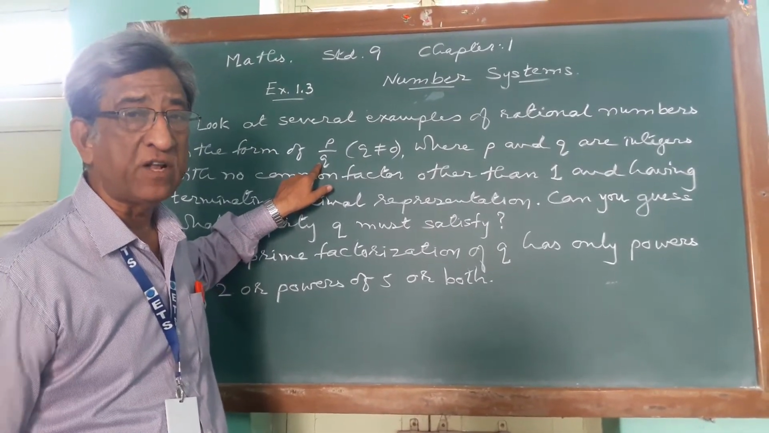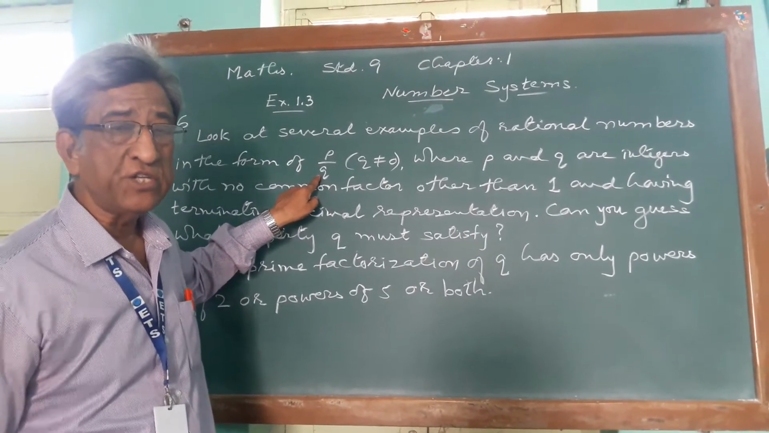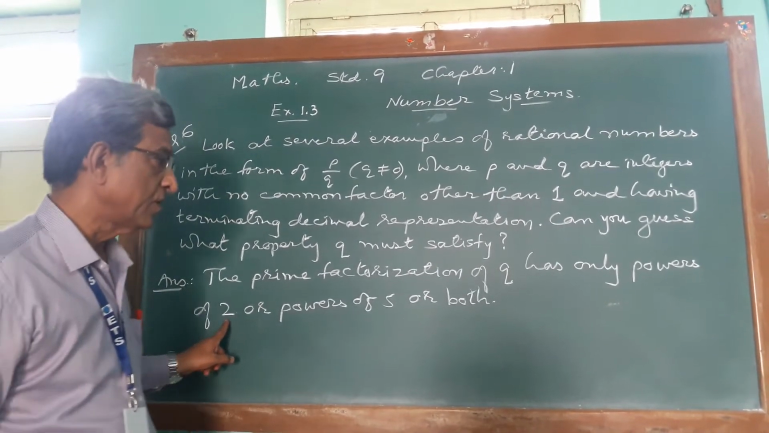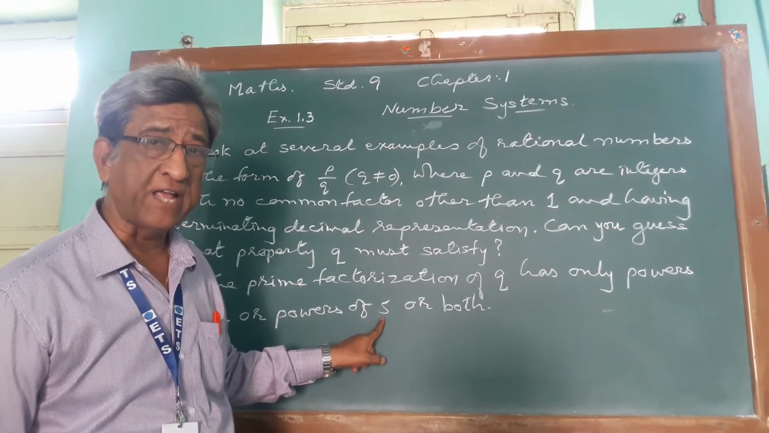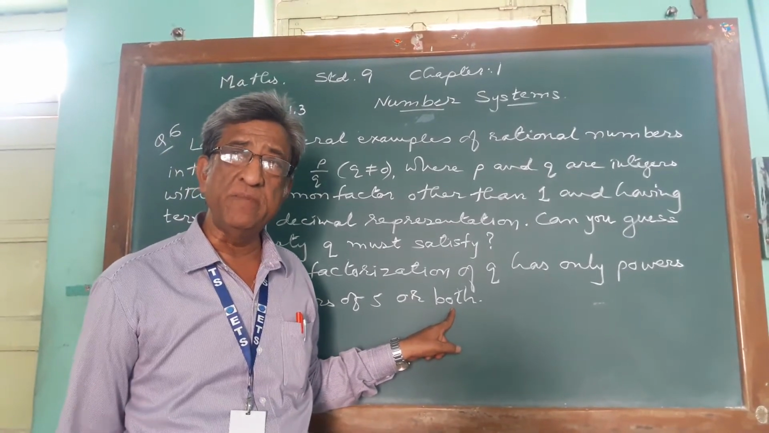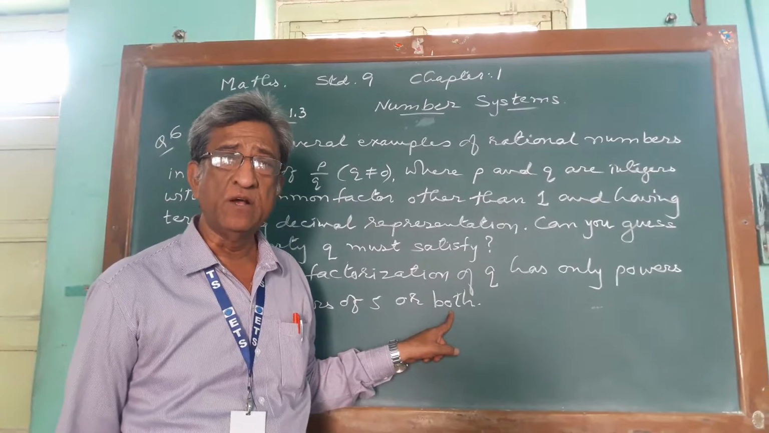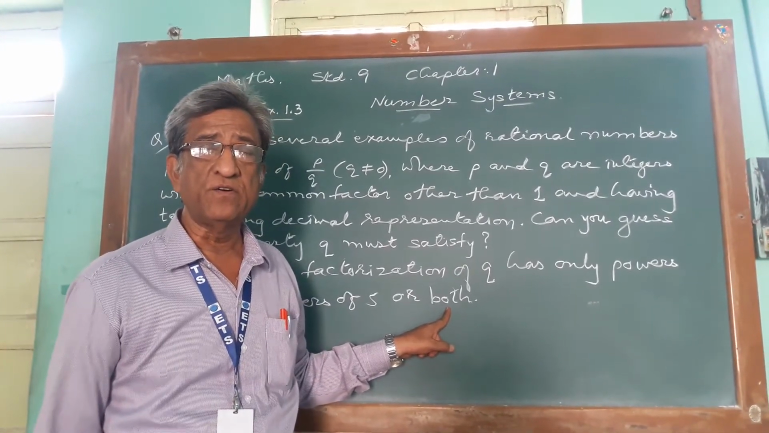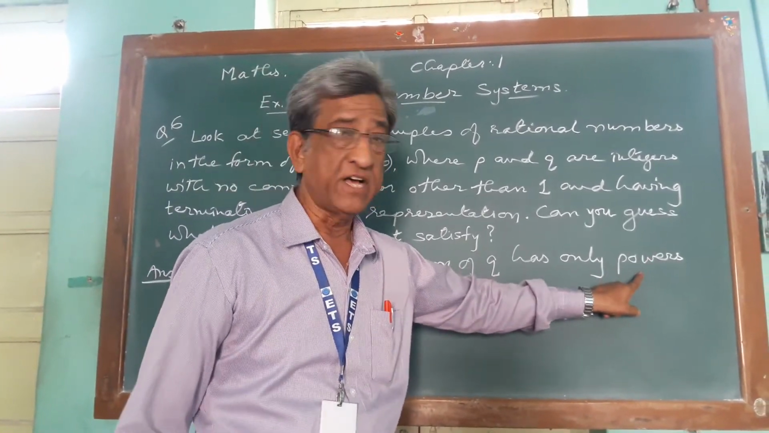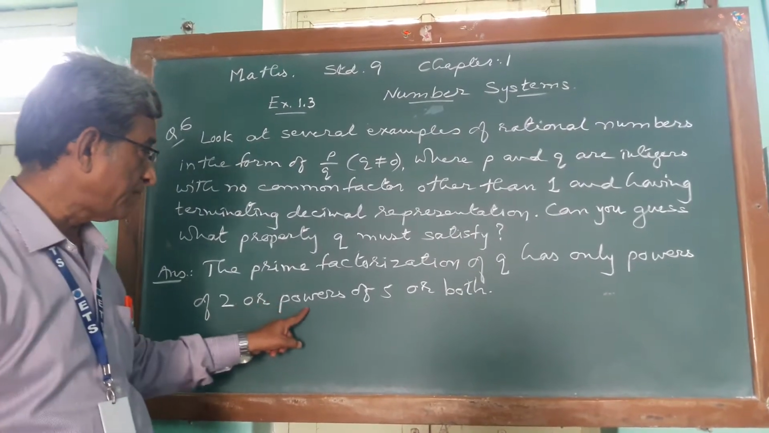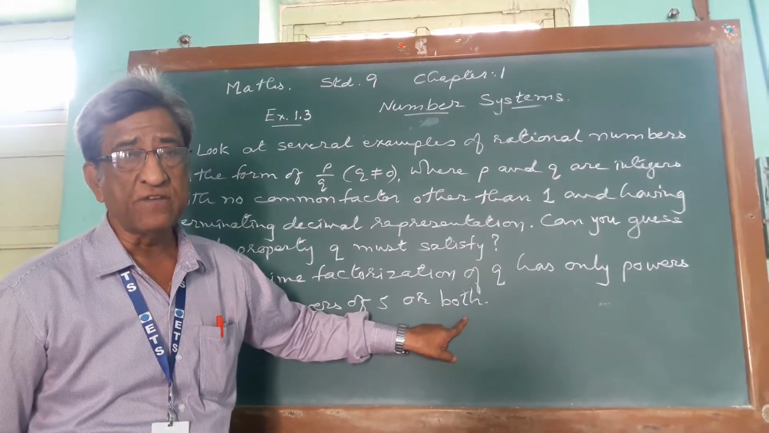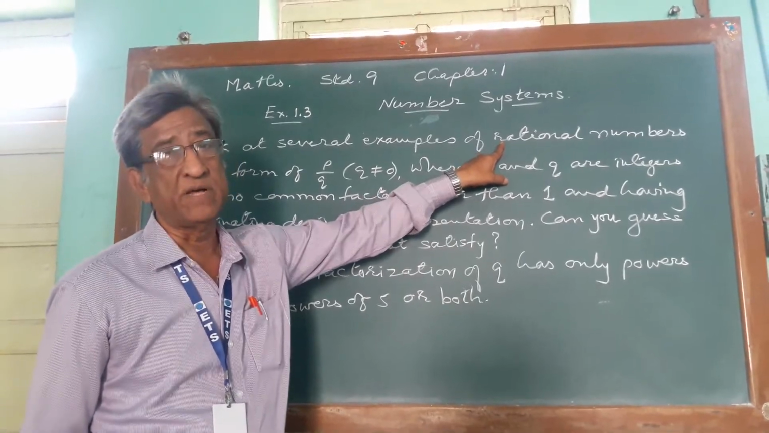If you have seen in all the examples, Q is always either 2 or a power of 2, or 5 or a power of 5, or both. If you see any such rational number, the denominator will be in the form of 2 or 5 or both, or powers of 2 and 5. The prime factorization of Q has only powers of 2 or powers of 5 or both. That is the property of Q.